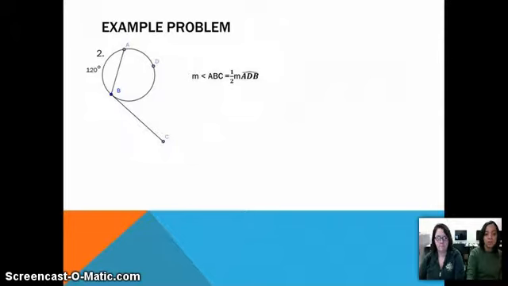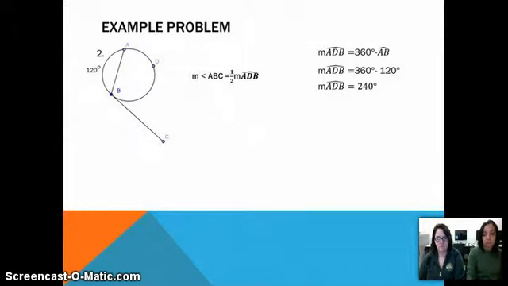We have our formula. Measure of angle ABC is equal to 1/2 the arc ADB. We have to find the measure of arc ADB. We can do this by subtracting arc AB from 360 degrees. We know the measure of arc AB to be 120 degrees, so we plug that in. So the measure of arc ADB is equal to 240 degrees.